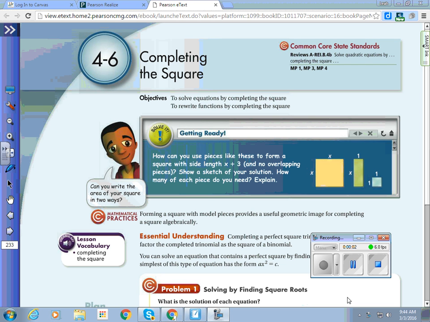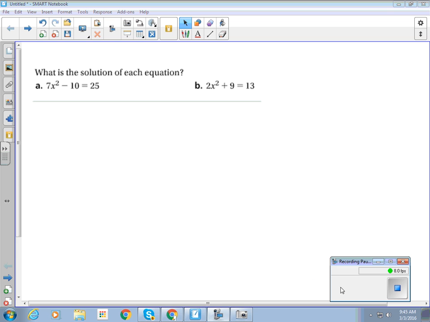All right, so this is chapter 4, section 6. The title is Completing the Square. Our learning objectives are to solve equations by completing the square and to rewrite functions by completing the square. So our action item here is completing the square. After the end of this section, if you do not know how to complete the square, please let me know.